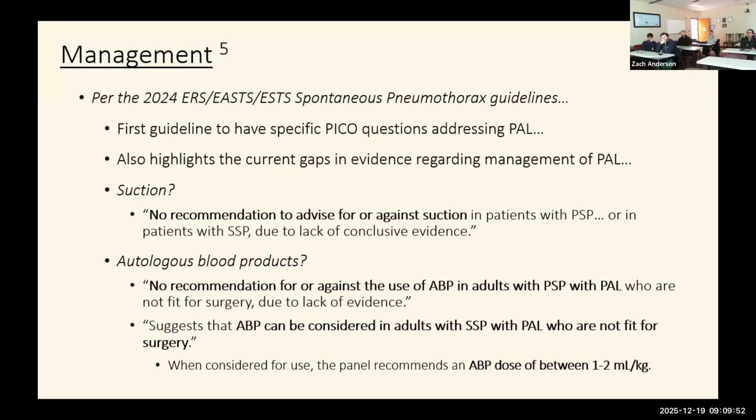Autologous blood products or autologous blood pleurodesis, however you want to call it. Some people call it ABP, some people call it ABPP, but no recommendation in PSP, but it can be considered in SSP who are not fit for surgery. They go later down in their supplemental section of the narrative questions to say, we think the evidence supports a dose of 1 to 2 mLs per kg if you're going to do it.